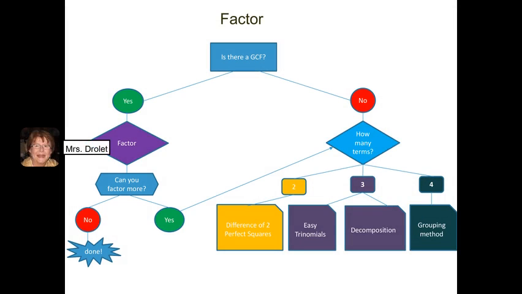This chart will be useful for you for any factoring method. Always verify if there is a GCF first. If there is no GCF, you ask yourself how many terms. If there are three terms, it's either the easy trinomials or the decomposition. Notice, like I mentioned, the easy trinomials is when you have it in decreasing order of exponents and when the coefficient of the first term is 1.